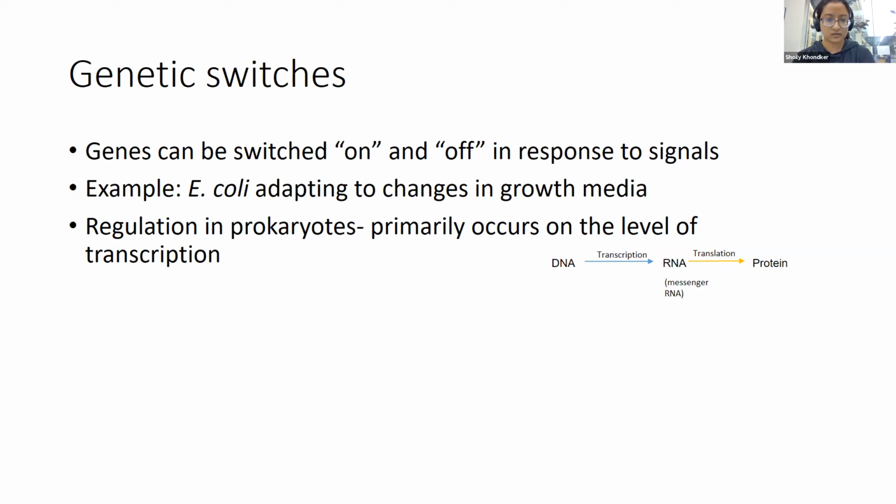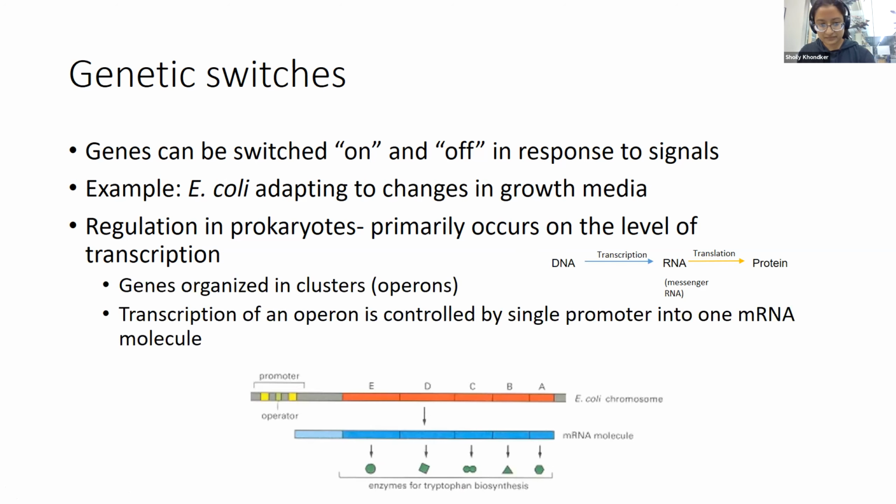I'm going to focus on prokaryotes now because they're generally simpler than eukaryotes. In prokaryotes, regulation of gene expression primarily occurs at the level of transcription. As you probably remember from session 1, transcription is the flow of information from DNA to messenger RNA. Some key features in prokaryotes are that genes are organized in clusters that are called operons, and transcription of one of these gene clusters is controlled by a single promoter onto a single mRNA molecule.